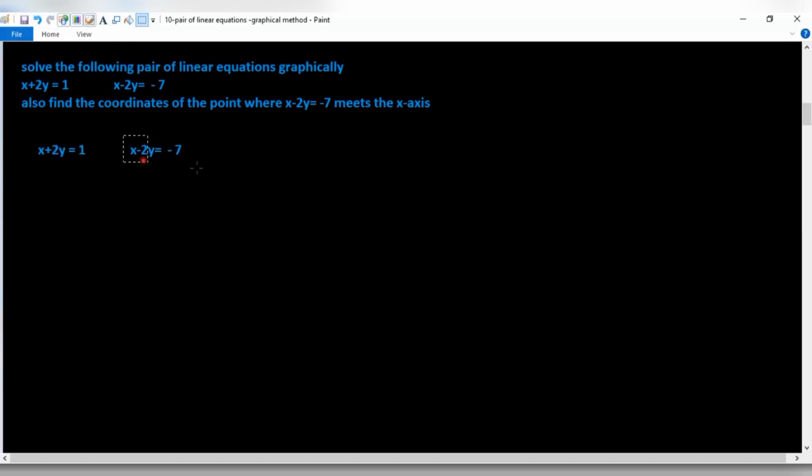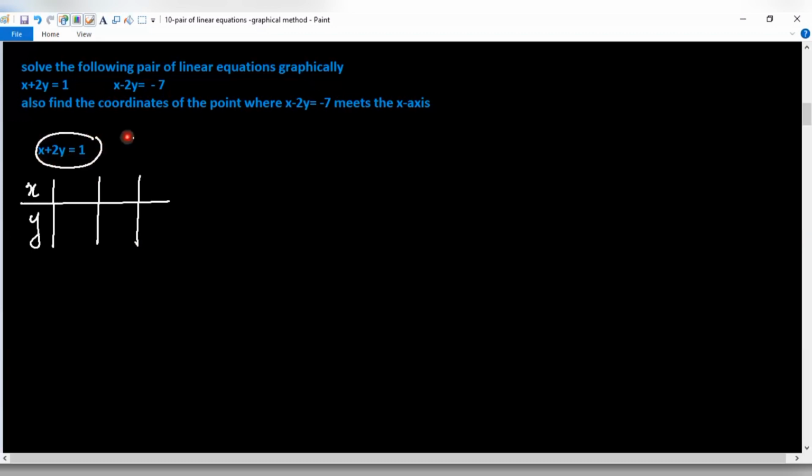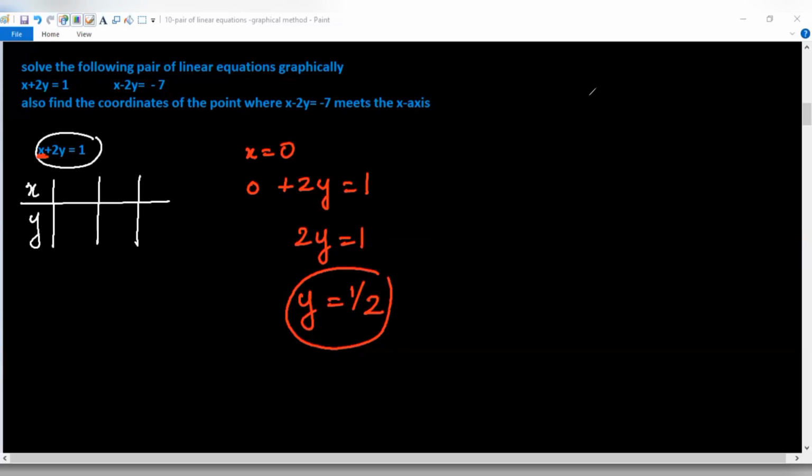First, we have to find the coordinates corresponding to this line. As we have done in the previous question, we have to find the values of x and y which will satisfy this equation. Now here, if x is equal to 0, what happens? When x is 0, this will become 0. So 0 plus 2y equals 1, or 2y equals 1, then y equals 1 by 2, which we cannot plot on the graph. So that is not good.